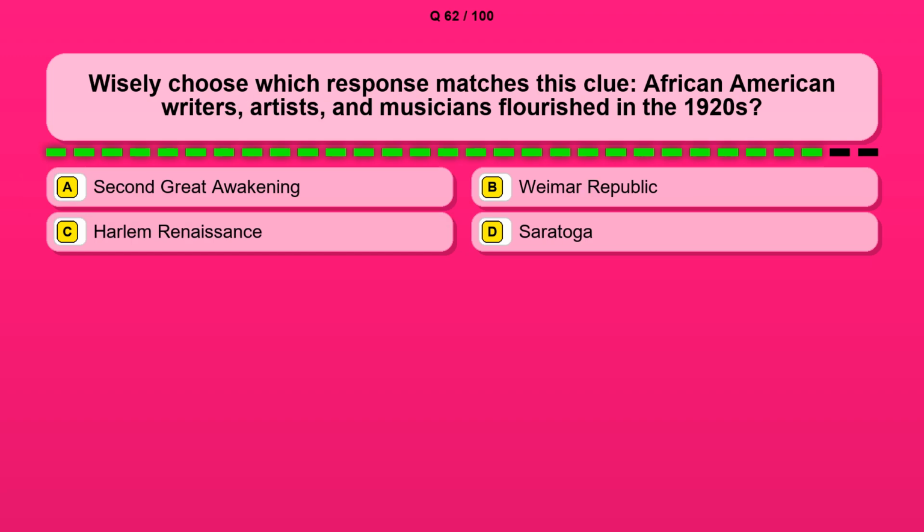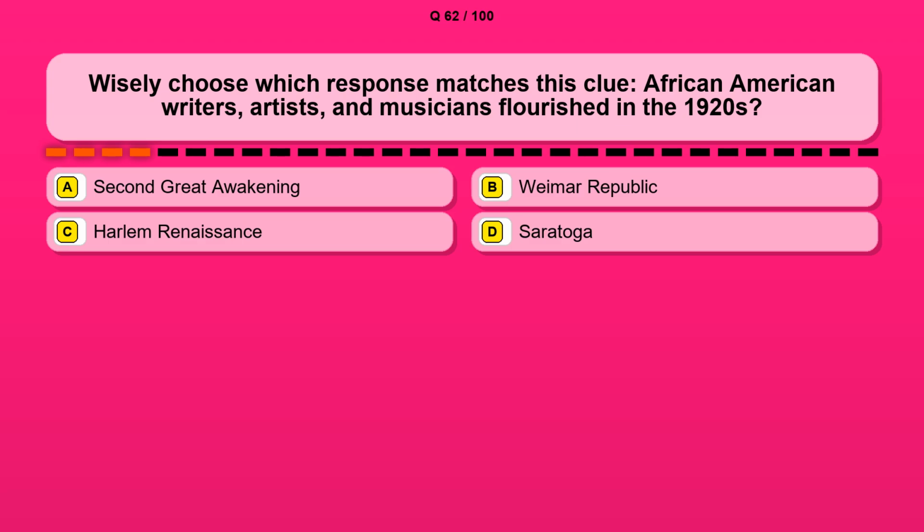Question 62. Wisely choose which response matches this clue. African American writers, artists, and musicians flourished in the 1920s. Option A, Second Great Awakening. Option B, Weimar Republic. Option C, Harlem Renaissance. Option D, Saratoga.